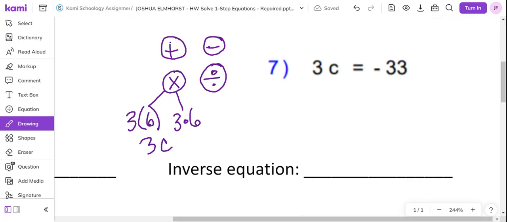Division, you could also have, let's say, 6 over 3 as a fraction. We could also have 6/3, and we could also have 6 divided by 3. So these are all forms of multiplication and division.